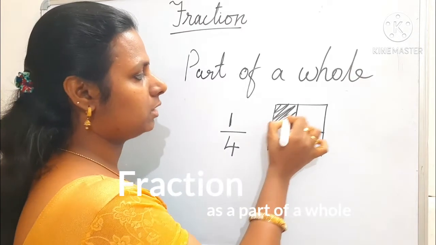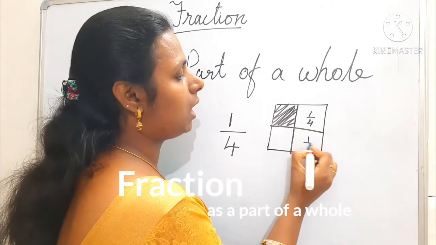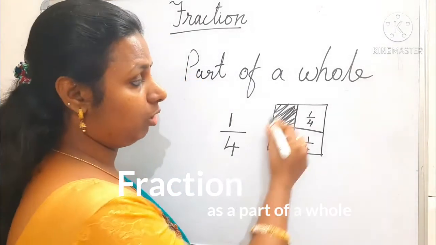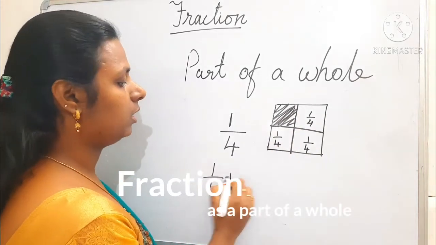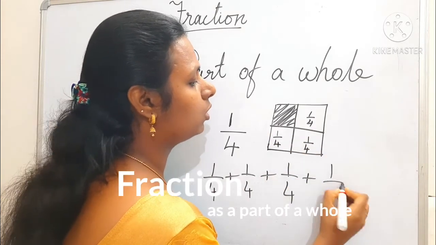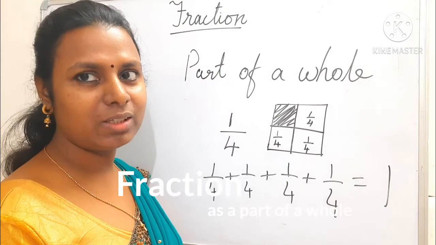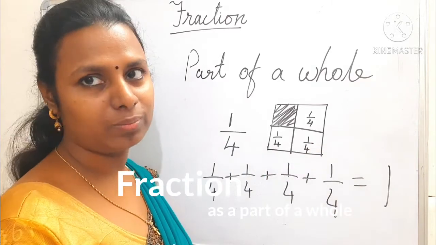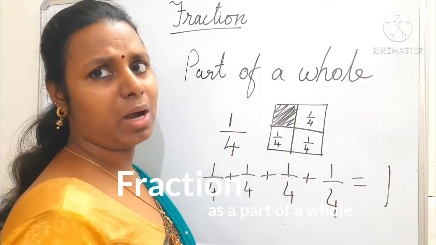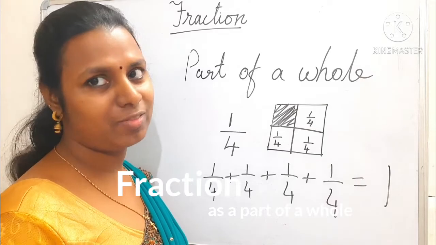For this part we say 1/4, and this part we say 1/4, and this part alone we say 1/4, and this part alone we say 1/4. All together, this 1/4, this 1/4, and this 1/4 make the whole 1 square. Isn't it? Part of the whole is a fraction. So here I have taken 1 part. So this is 1/4. 1/4 is the fraction.